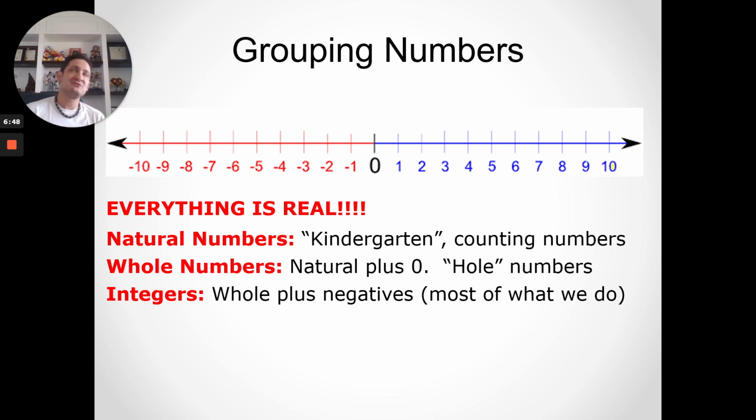10, natural, whole, integer. 0, not natural, because you don't start by learning that. 0 is a whole number, and it is also an integer. All the negative numbers, those are integers, but that's it. They're not natural, they're not whole. At one point in time, they weren't even thought to be a thing. We know they are, obviously, now. So everything we see out there is an integer.